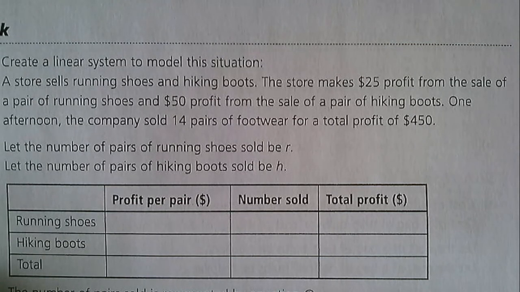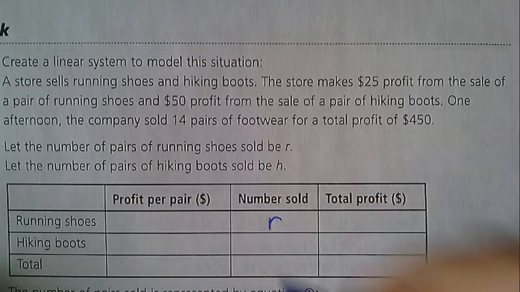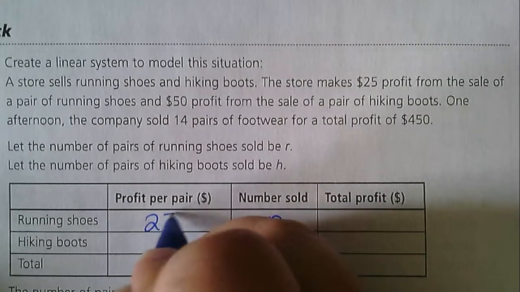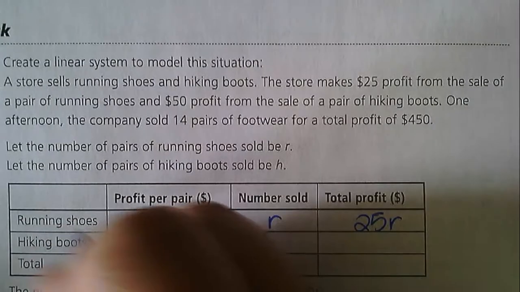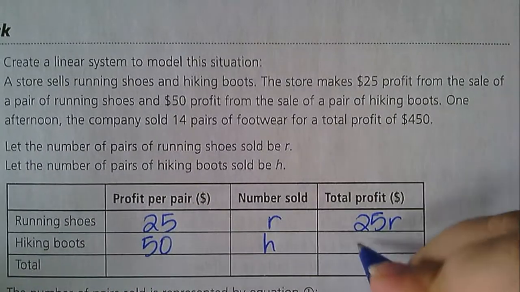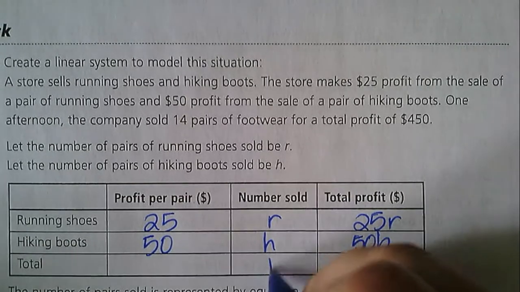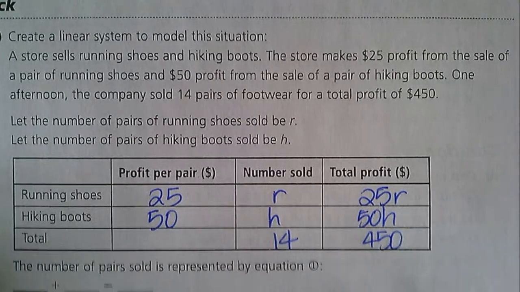So we're going to start by creating a linear system to model the situation. We have two different kinds of footwear. We have running shoes, which are R, and we have hiking boots, which are H. They tell us that the store makes $25 profit off running shoes, or 25R, and they make $50 profit off of hiking boots, so 50H. They also told us that one afternoon the company sells 14 pairs of footwear, and they make $450 profit.